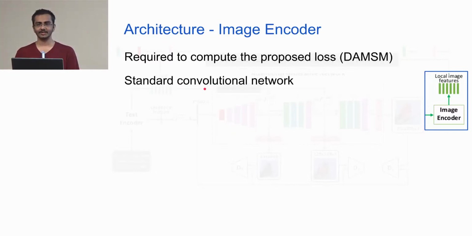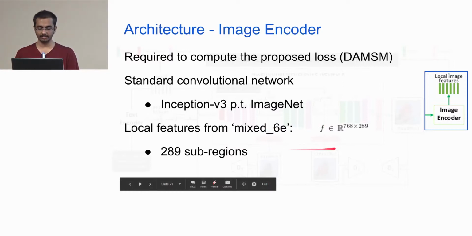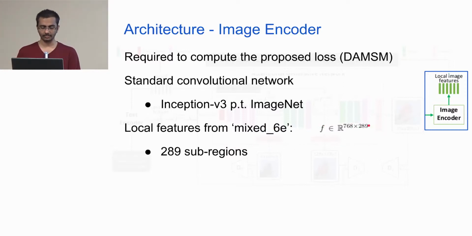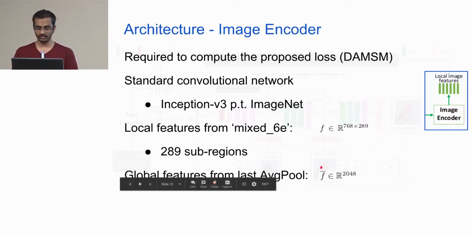So this can be any standard convolutional network. In this particular case, they use Inception v3 pre-trained on ImageNet, and they get both local features as well as global features. They get the local features as the output volume from the mixed 6e layer, which has these precise dimensions, and they basically mean that it has 289 subregions. You use this as your count of subregions, the number of columns, and then you grab the global features from the last average pool right before the softmax layer, and that has a vector of size 2048. So now you have both local features and global features for the image as well, and you already had those for the text.